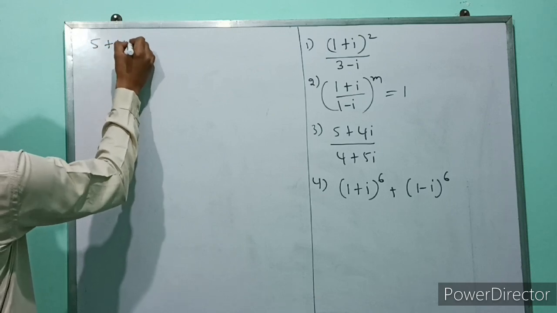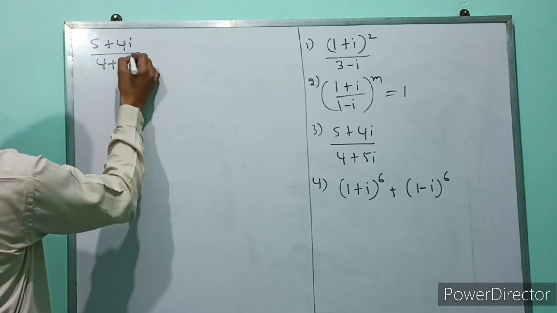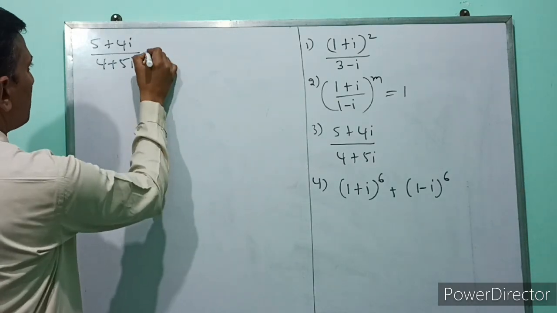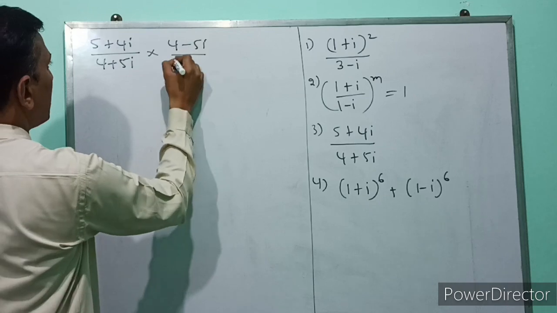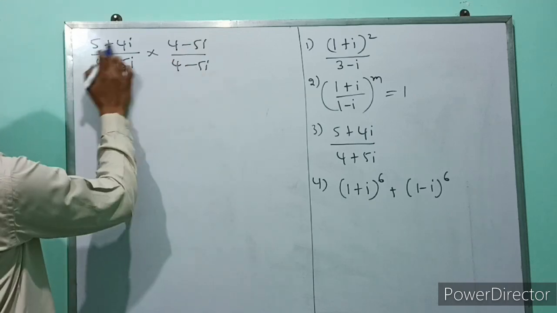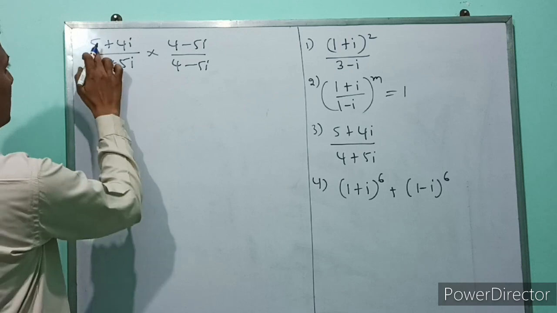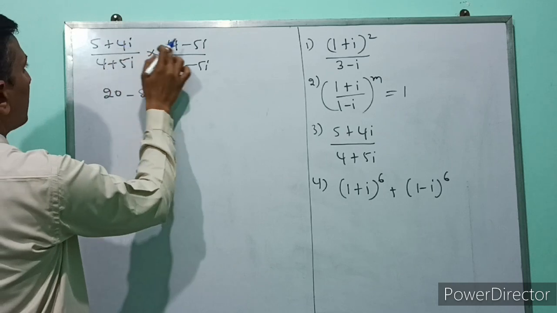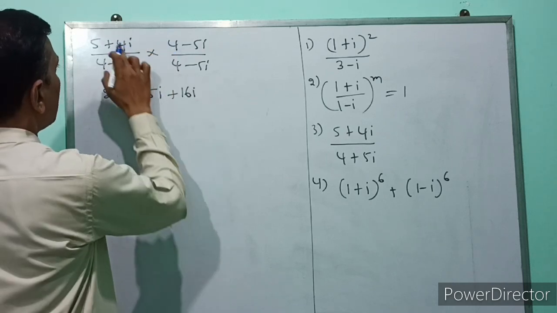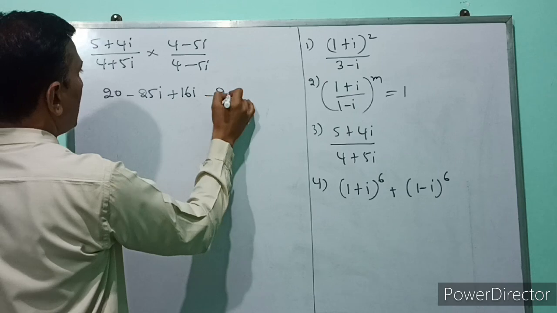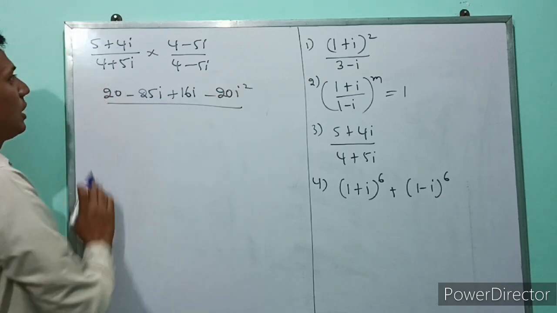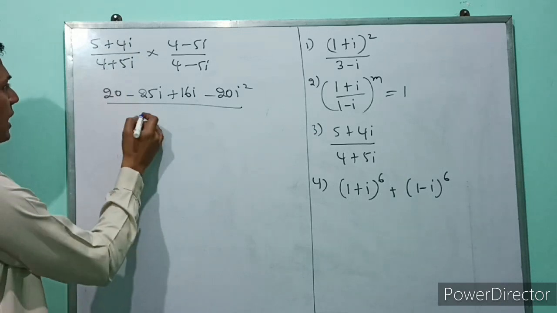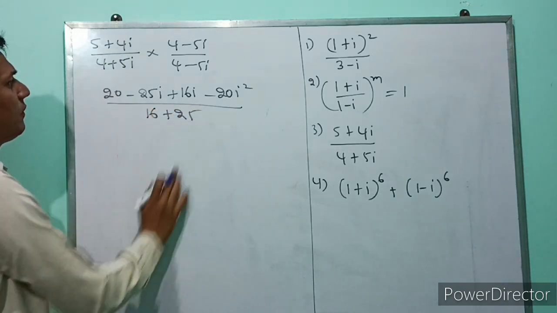So even in this case, what we have to do is rationalize the denominator. The conjugate of this denominator is 4 minus 5i. So multiply and divide with 4 minus 5i. So 5 4s are 20. 5 into 5, 25, you will get minus 25i. 4 4s are 16i. Plus into minus, minus 4 5s are 20i square, by, as we have already discussed, c square plus d square, so that you can write 16 plus 25.